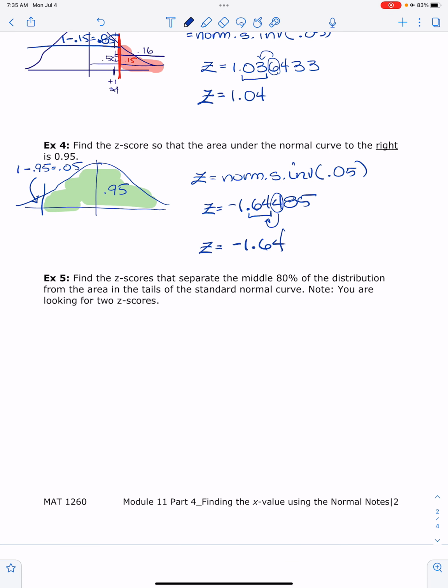Example 5 is a little different. We want the z-score that separates the middle 50% of the distribution. So sometimes it's important to say, here's where I think my mean is. Can I trap between there? So what I'm looking for here, and again, not too terribly worried about what it looks like, I want the middle 80%.